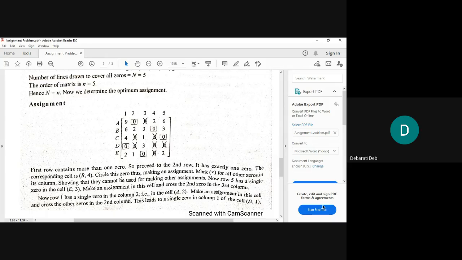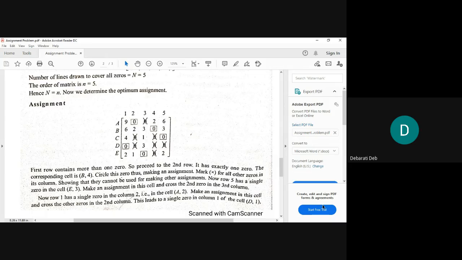Moving ahead, in the third one there are 3 zeros, in the fourth one there are 4 zeros, and in the fifth one there are 2 zeros again. So the second row is the one having exactly one 0. Quickly circle that 0. You can circle it or put a box, no problem.